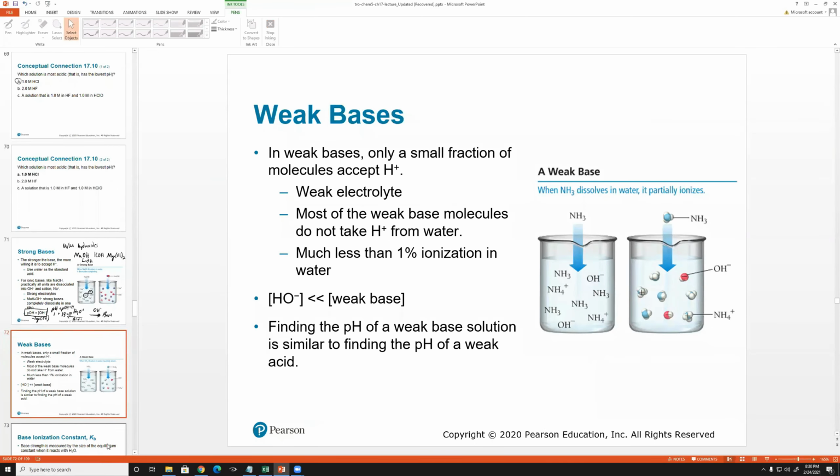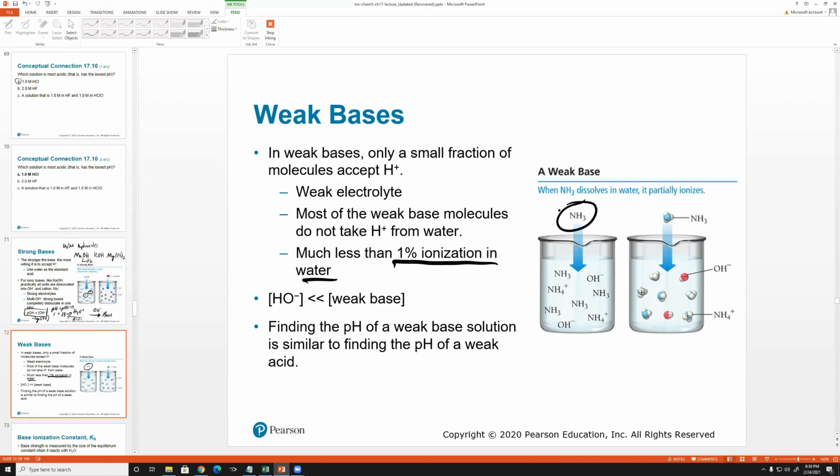All right, then we could talk about weak bases. So weak bases are basically everything that's not considered in group 1A or 2A hydroxides. And they follow the same rules as weak acids in terms of dissociation, meaning much less than 1% ionized in water. And all that means is the OH concentration that's going to be released into the water is much less than the original weak base.